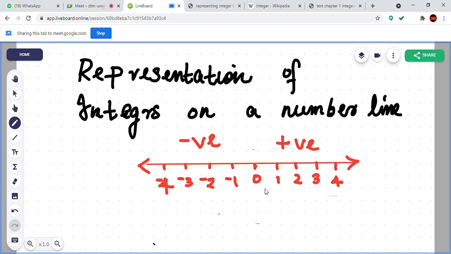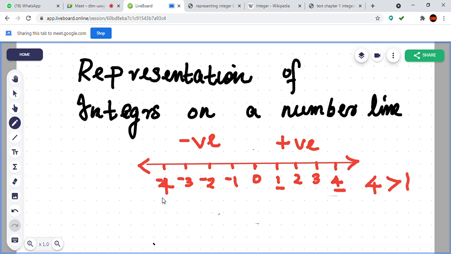Then, when we are moving to the right on a number line, the value is increasing. If you take the numbers 1 and 4, we can see 4 is on the right of 1. That means the number on the right is more than the number on the left, or otherwise we can say 4 is greater than 1. All of you clear? The number on the right will be more than the number on the left. So 4 is greater than 1.